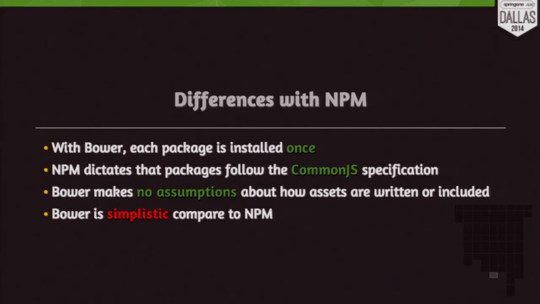The main difference between npm and bower is that for bower, basically because it's managing all the dependencies and it's designed for the web, it tries to install a package only once. npm forces you to use the cujoJS specification, but bower doesn't make any assumption around how the module is written. I would say, in fact, bower is more simplistic compared to npm in general.